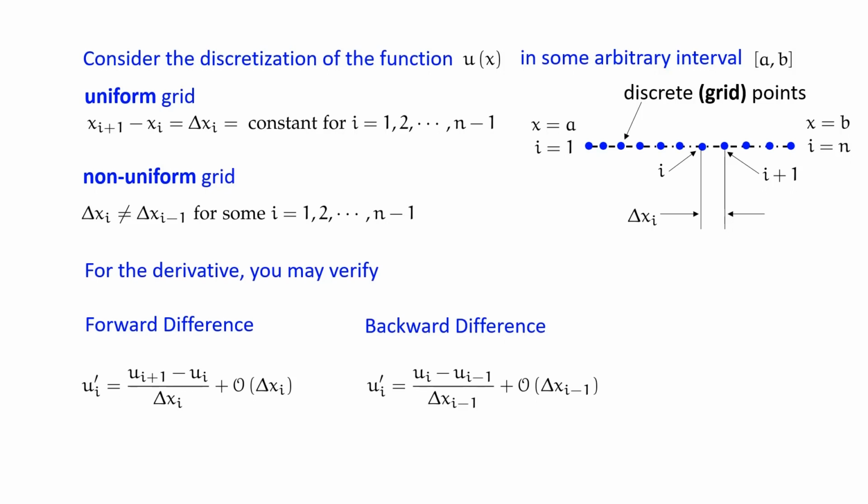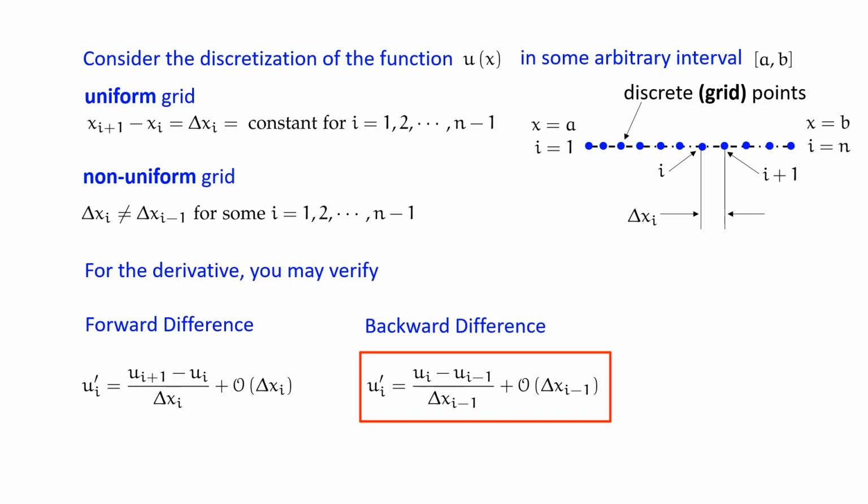Now, if you try to find a derivative in a non-uniform grid, you will find that the forward difference is very simply given by u_{i+1} minus u_i divided by delta x_i. Here we are taking x_{i+1} minus x_i equals delta x_i. You can take that as delta x_i or denote it as delta x_{i+1}. That is your choice. But the distance x_{i+1} minus x_i will come in the forward difference u_i prime. Similarly, in backward difference, we have u_i prime equals u_i minus u_{i-1} divided by delta x_{i-1}. That is the distance between x_i and x_{i-1}.